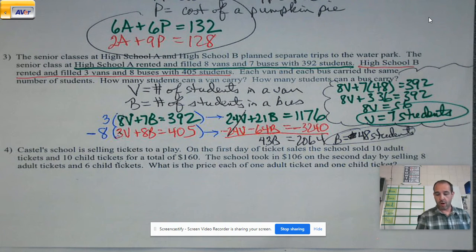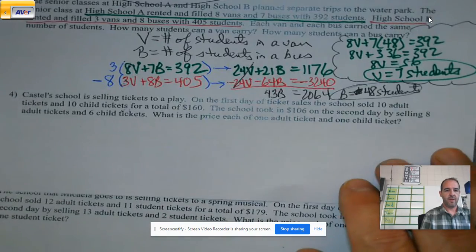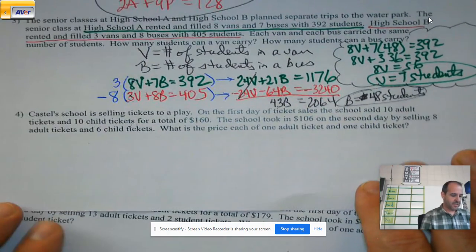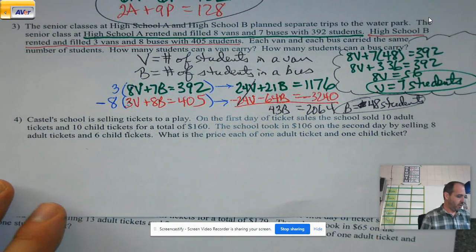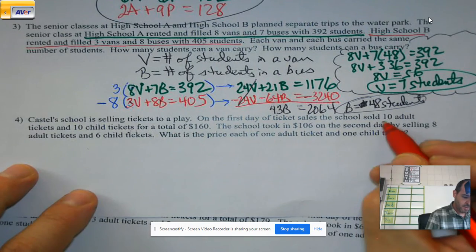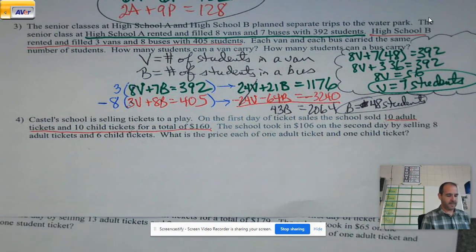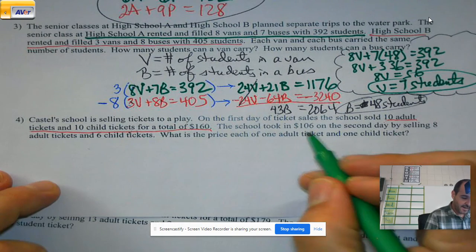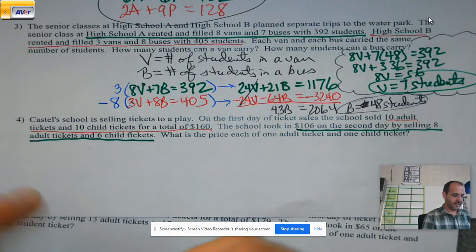So I've got one more that I am going to do with you here. Number 4, we'll just do setup, because again, I just wanted you to be able to kind of see how this worked on some of them. So the last one, Castle School selling tickets to a play. On the first day of ticket sales, the school sold 10 adult tickets and 10 child tickets for a total of $160. And on the second day, $106 by selling 8 adult and 6 child tickets.